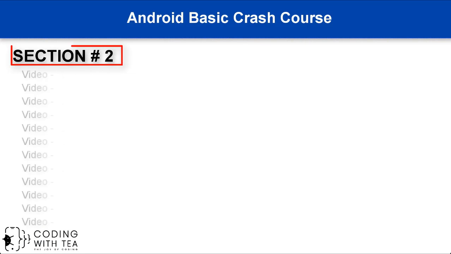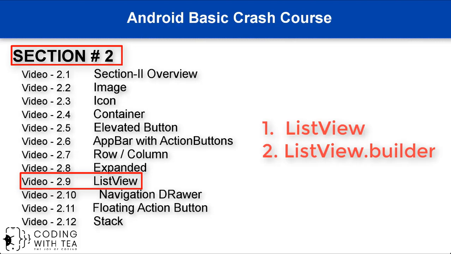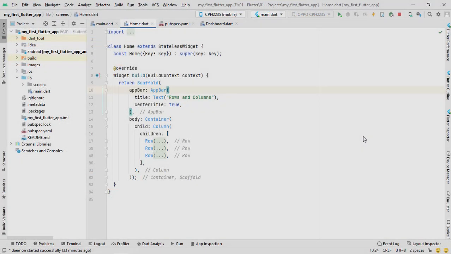As you can see, we are in section 2 and we are about to create the ninth video of this section, which is the list view, and I will divide this video into two portions. The first one is going to be very simple but very useful to cover the basics of list view using a static method, and then in the second portion we will talk about the dynamic list view, which is listview.builder. So let's get started. Open Android Studio. In here you can see that we are inside the project we created in our previous tutorials.